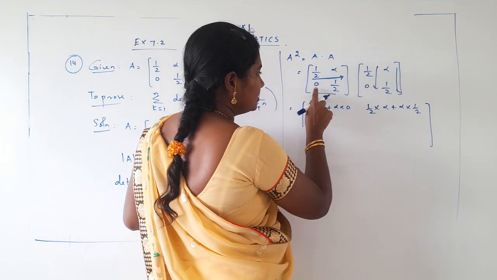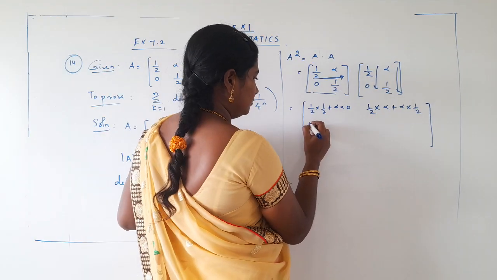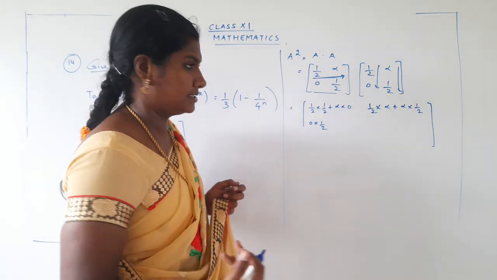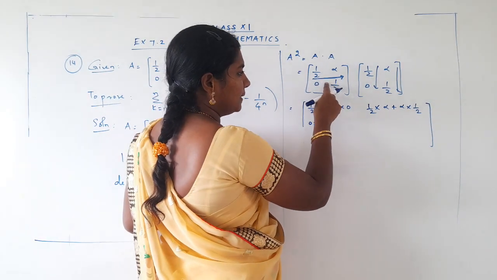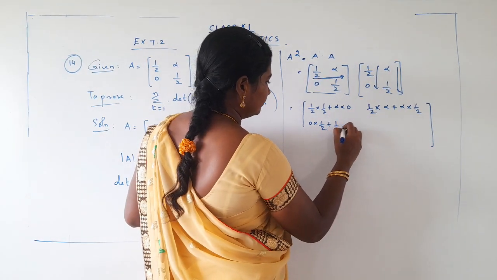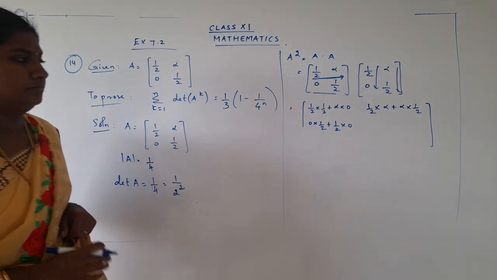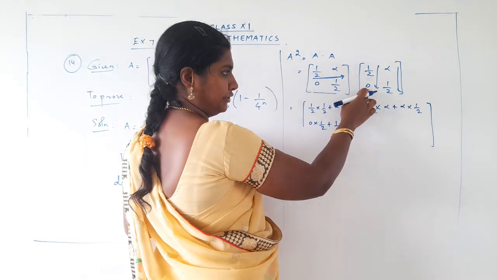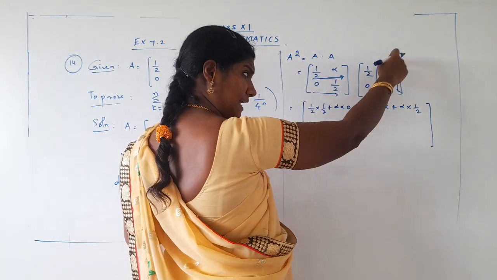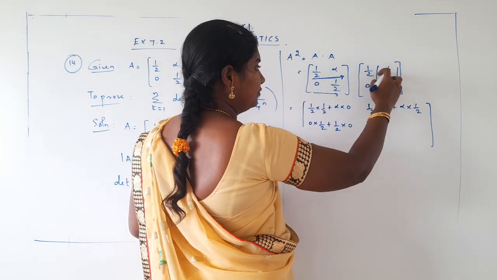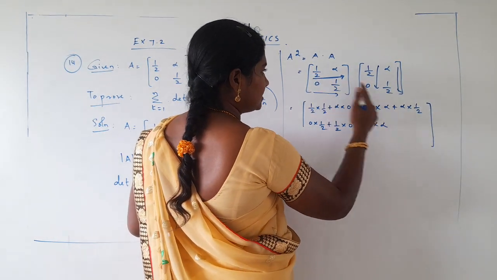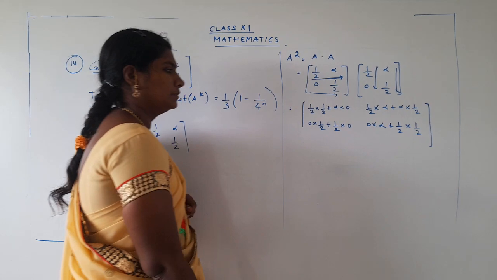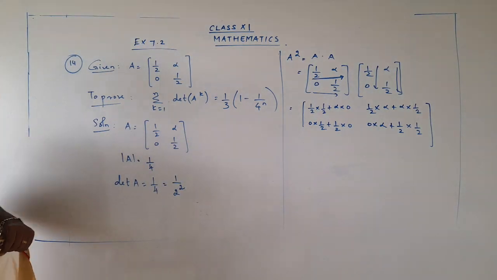Okay. Now next line. 0 into half. I will do this step for you. For the next matrix onwards, we will try to do the answers directly. So 0 into half plus half into 0. Clear? 0 into half plus half into 0. Now, second row and second column. So 0 into alpha plus half into half. This is what I get.